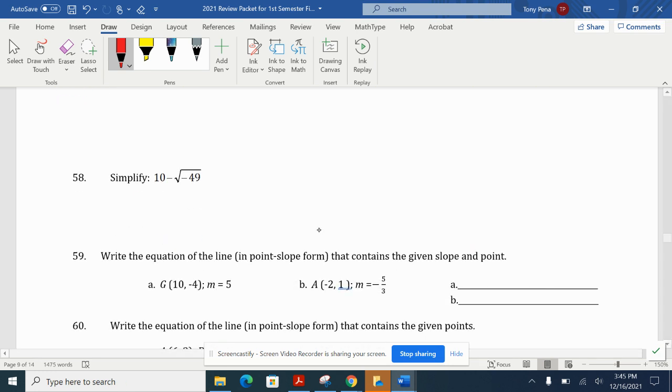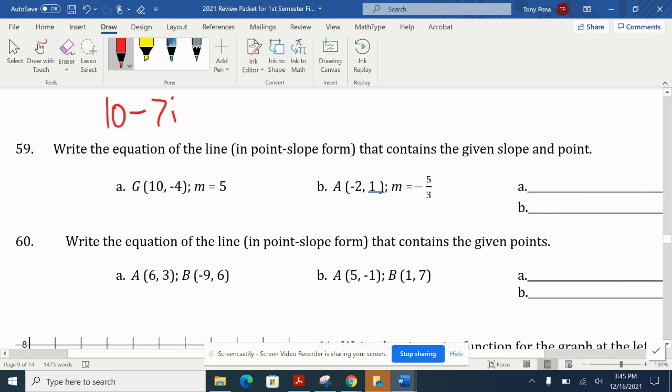58, pretty much the same. I'm going to do 10 minus, and then I'm going to split the 49 in the negative 49 into a positive 49 times a negative 1. So these guys together still give us the original negative 49 underneath the radical. Now when we go to simplify this, I'm going to get 10 minus 7, and then the root negative 1 is i. That's it.